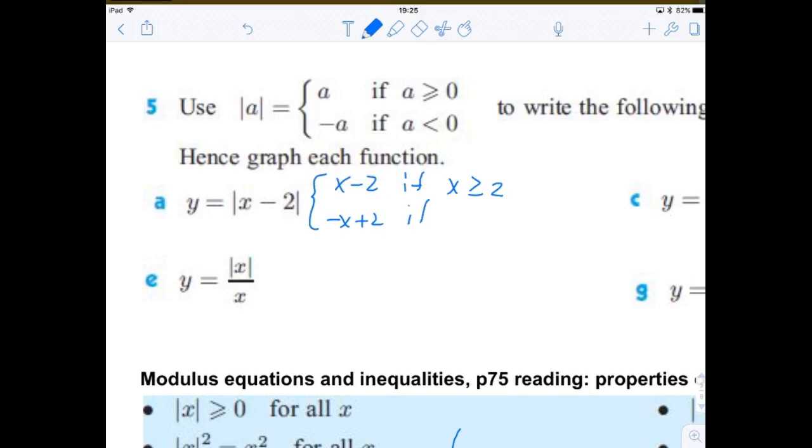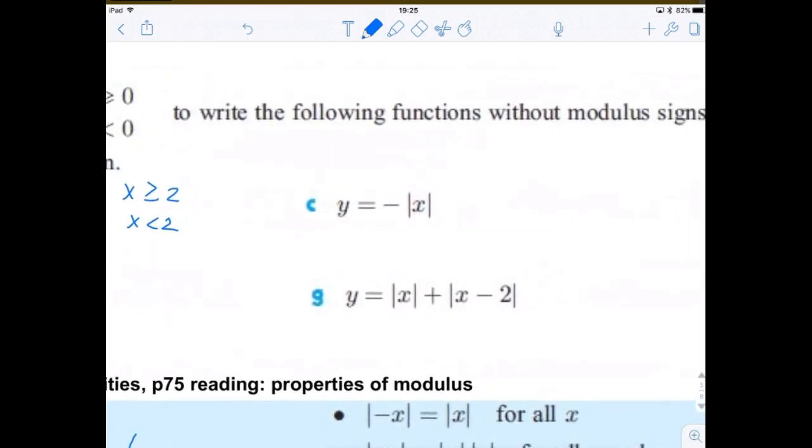If x minus 2 is less than 0, that would be the same thing as adding 2 to both sides, and we'll get x is less than 2. Okay. So we've defined the function in two pieces, depending on if x is greater than or equal to 2 or if x is less than 2. Let's try to do the same thing with y, or c.